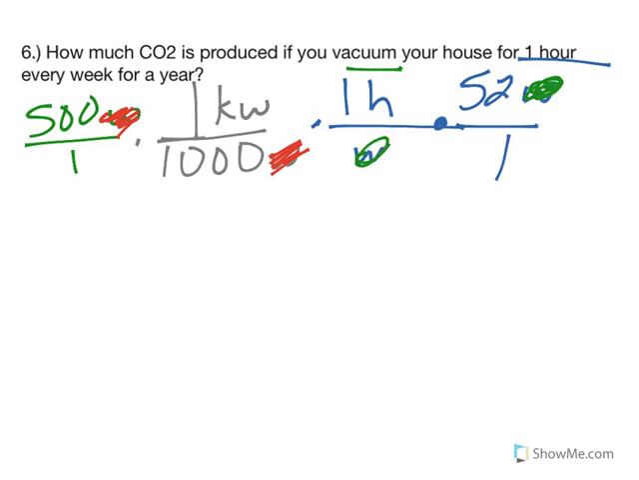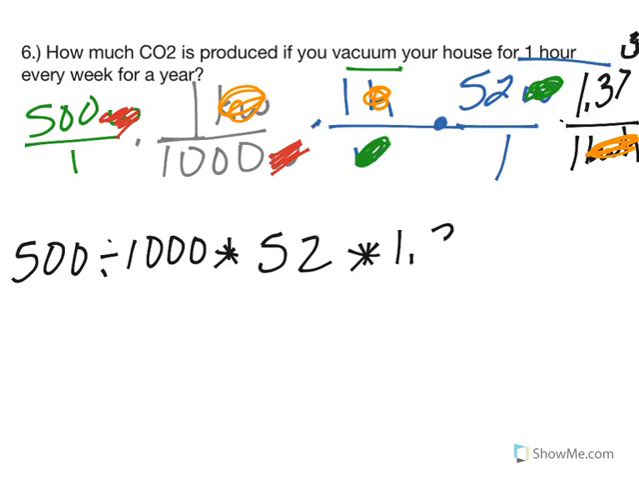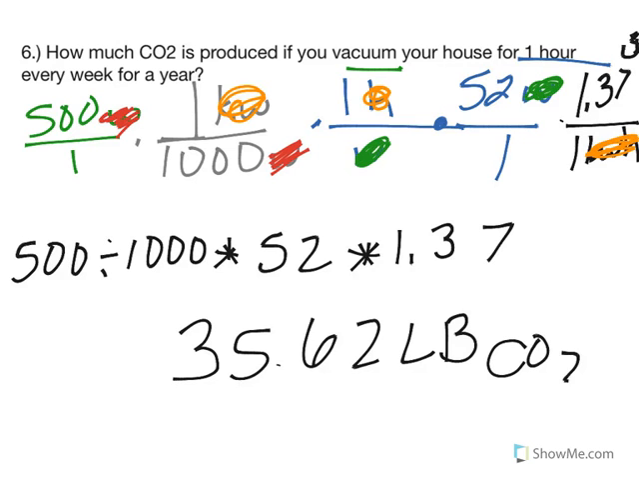So that makes my watts cancel out. And now I have kilowatt hours. I need to write smaller. So 1.37 pounds is 1 kilowatt hour. Kilowatt hour cancels out with kilowatt hour. And again, just so we have our numbers right here, 500 divided by 1,000 times 52, because by 1, that doesn't change anything, and then times 1.37. So when I do that, I should end up with 35.62 pounds of CO2.